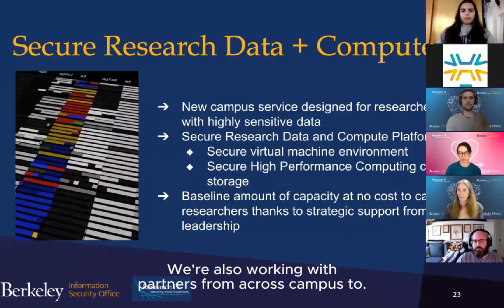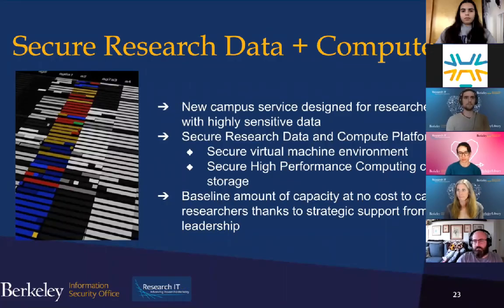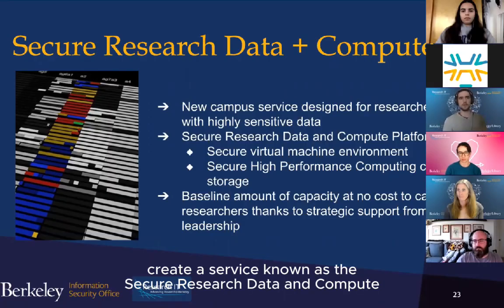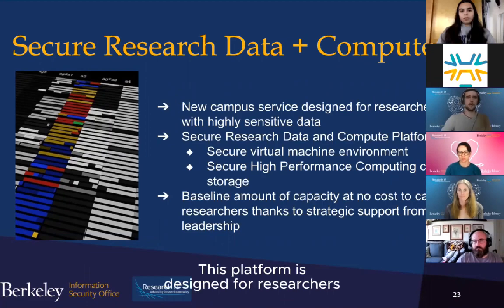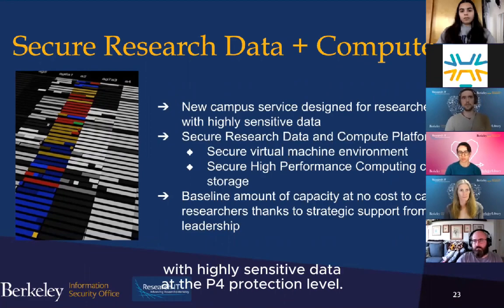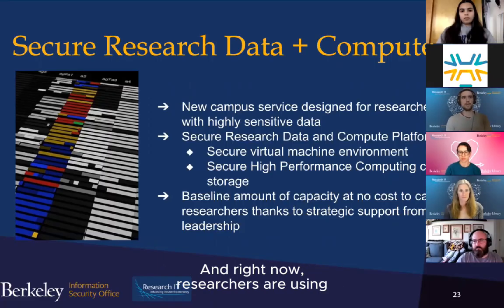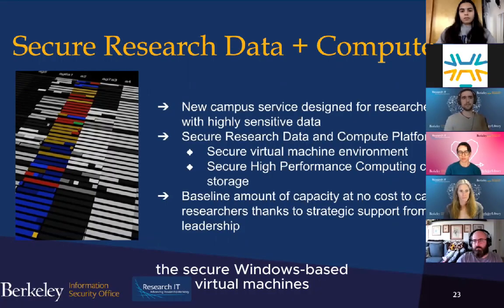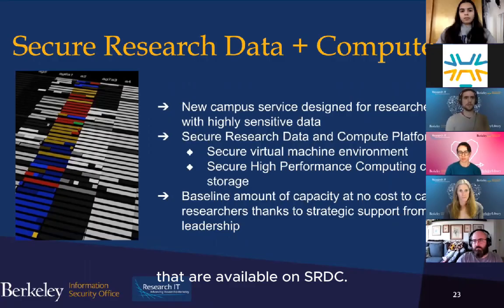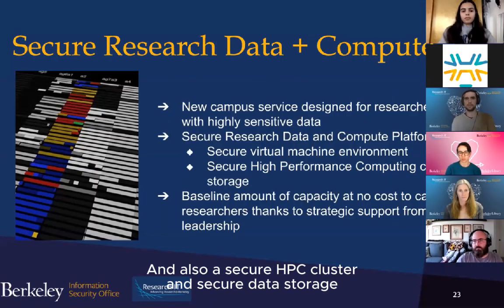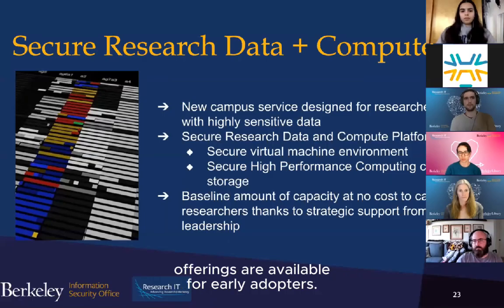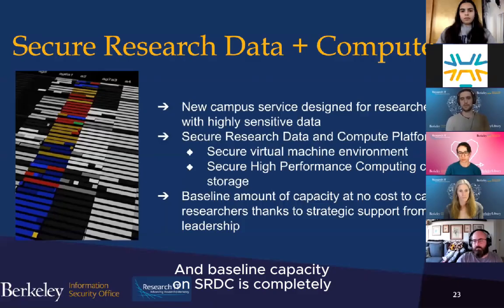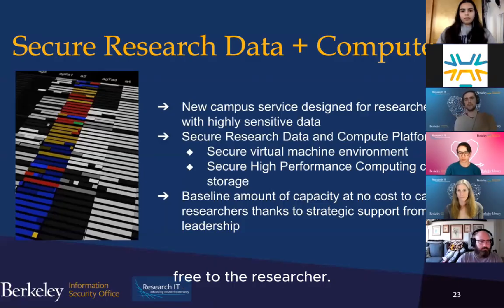We're also working with partners from across campus to create a service known as the Secure Research Data and Compute Platform. And this platform is designed for researchers with highly sensitive data at the P4 protection level. And right now, researchers are using the secure Windows-based virtual machines that are available on SRDC, and also a secure HPC cluster and secure data storage offerings are available for early adopters. And baseline capacity on SRDC is completely free to the researcher.